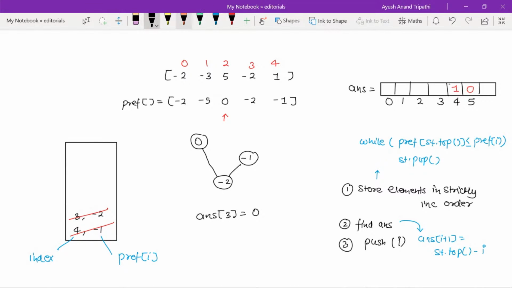And that makes sense as well. There is no subarray starting from this index having sum greater than 0. From this index we only have two subarrays. One is itself, for which the sum is -2, and one is this one for which the sum is -1. So no subarray exists. That's why answer of 3 is equal to 0, right? And then we'll push this in the stack. So index 2 and prefix sum, not 5 but 0. Prefix sum is 0.